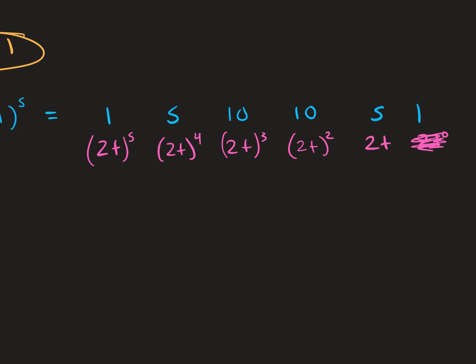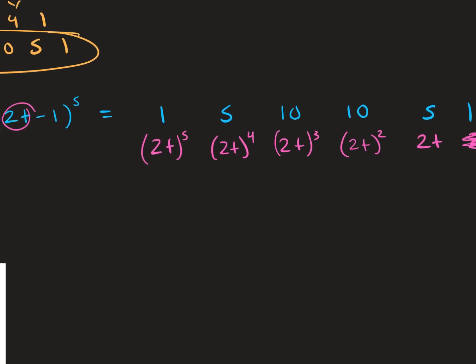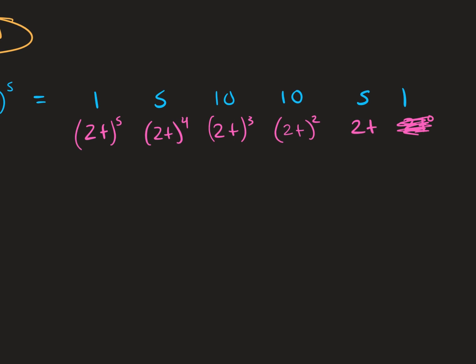All right, next we have 1. Our next term is 1. So 1 to the power of? 0. It goes backwards. Then 1 to the power of 1, 1 to the power of 2, and so on up to 1 to the power of 5. And 1 to the power of 0 is just 1, so that one goes away.